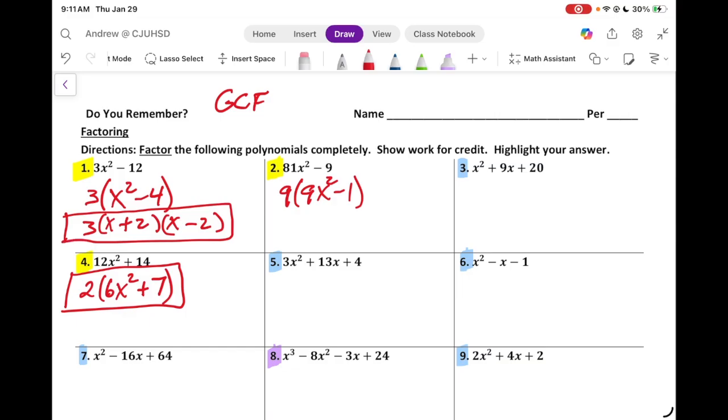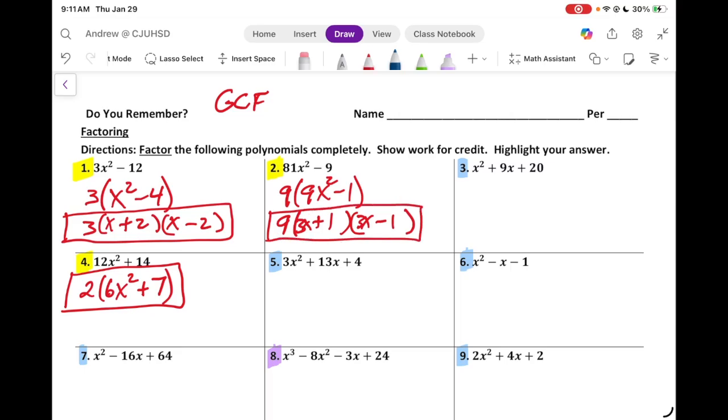And for number 2, okay, so you always write the greatest common factor as part of the answer. And the square root of 9x squared is 3x. And the square root of 1 is 1. And there we are, we're completely factored.